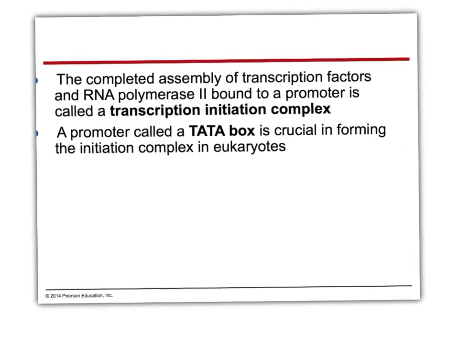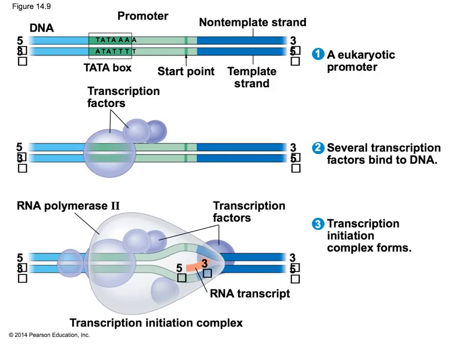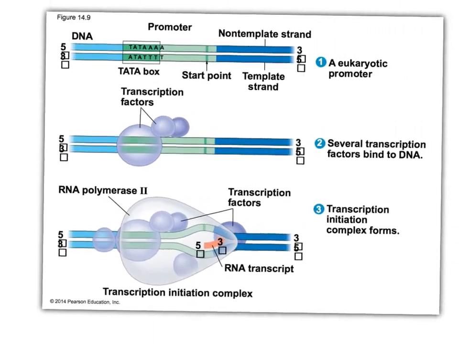A bunch of transcription factors, whatever they might be, ushering RNA polymerase to the right spot, finding the TATA box, and beginning at the right starting point. So the TATA box is crucial in forming the initiation complex. So that's your transcription. We're going to produce our pre-mRNA and then go on. There's your TATA box, transcription factors, and so on.